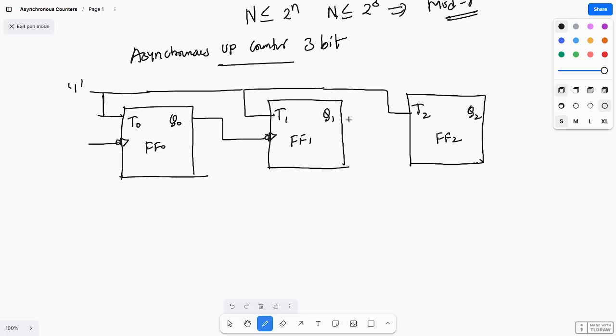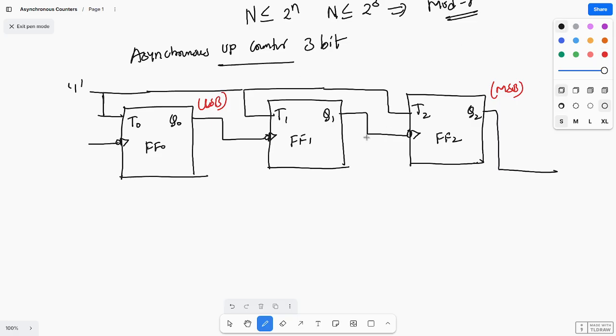Okay, and here also Q1 is acting as a negative edge of clock to the next flip flop. So that means you are taking the outputs from where? The rightmost bit is MSB of the flip flop, and the leftmost bit is nothing but LSB of the flip flop. Always the leftmost bit will toggle.